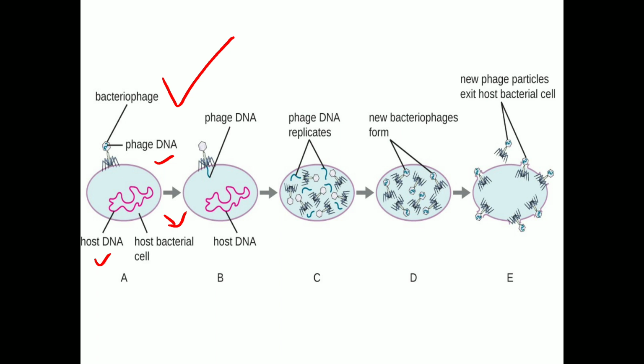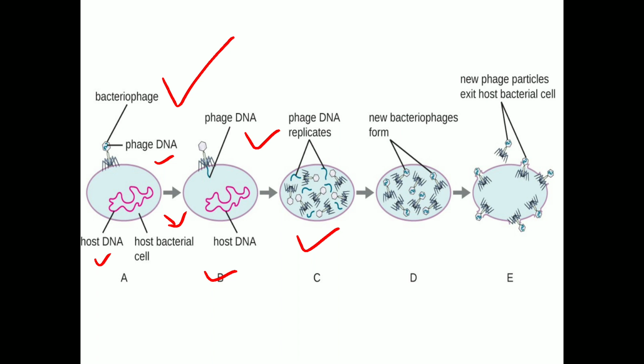The next step is entry of the phage DNA. The phage DNA enters inside the bacterial cell, and once it enters, the nucleic acid causes breaking of the host DNA. At the same time, replication of the viral nucleic acid, the phage DNA, takes place, and at the same time there is formation of the protein coat.